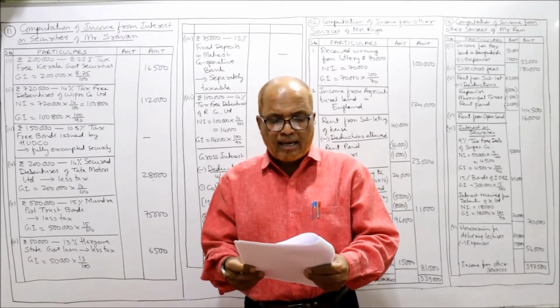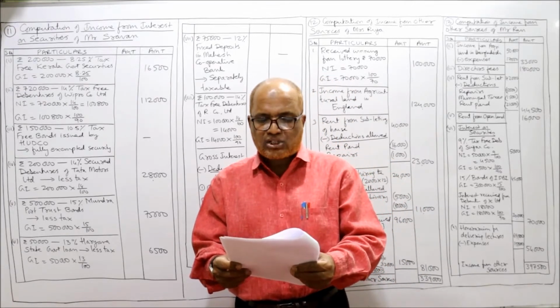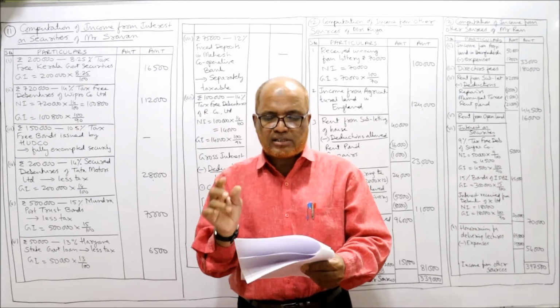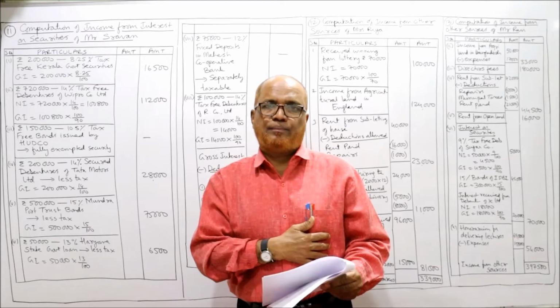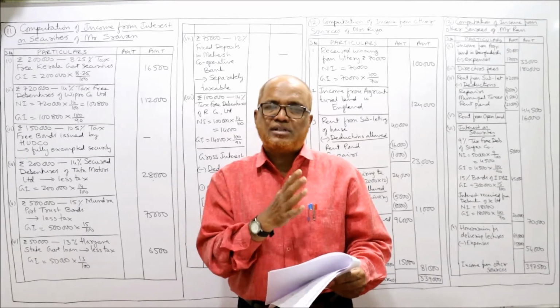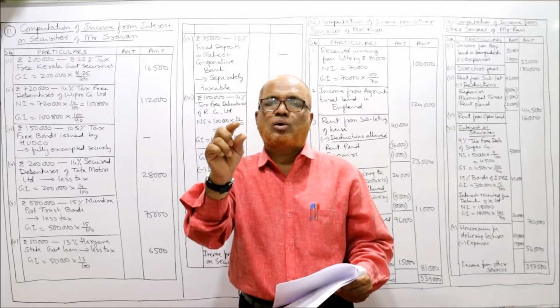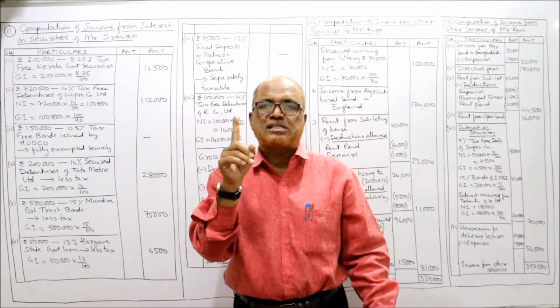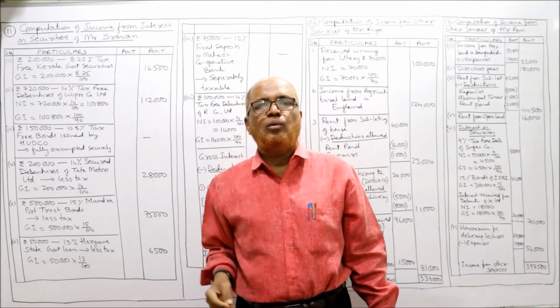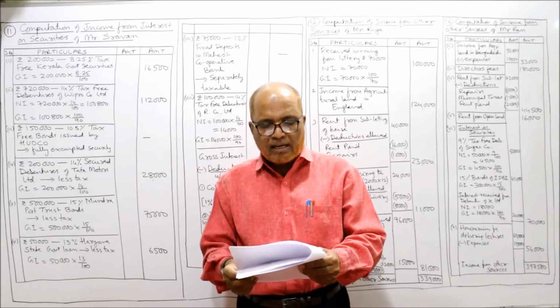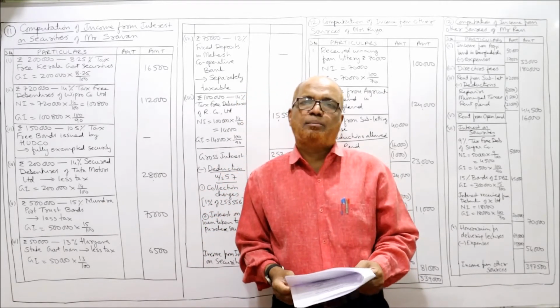Rupees 2 lakh, 8.25% tax-free Kerala government securities. It's a tax-free government security. So gross interest is equal to face value into rate by 100, one step. Only one step. Gross interest is equal to face value into rate by 100. 2 lakh into 8.25 divided by 100.